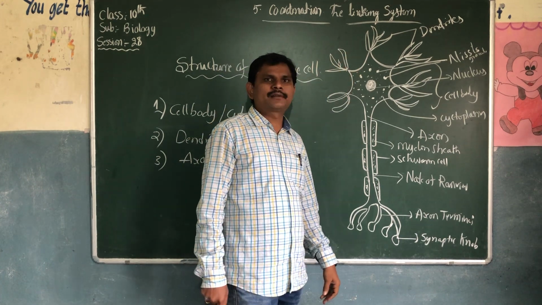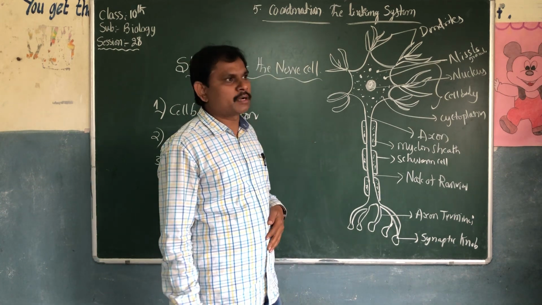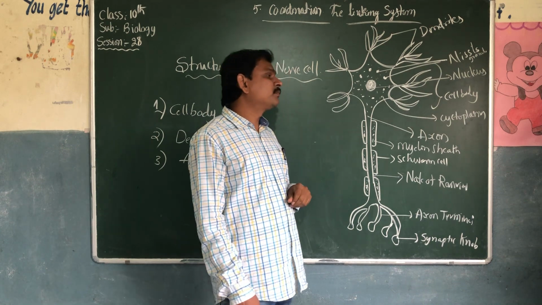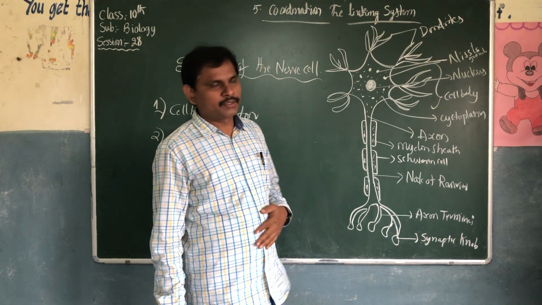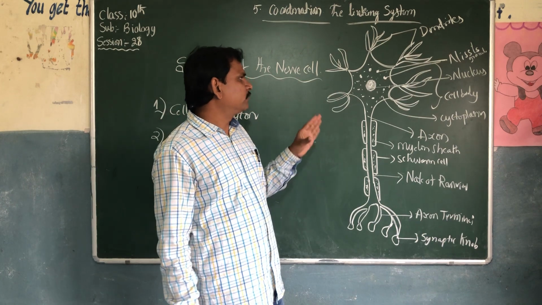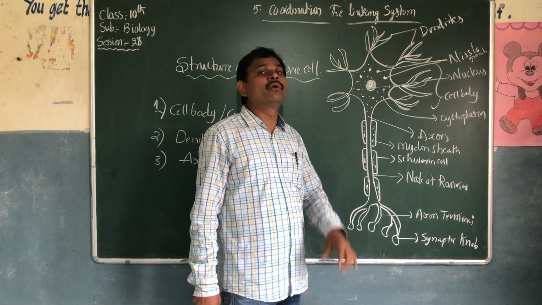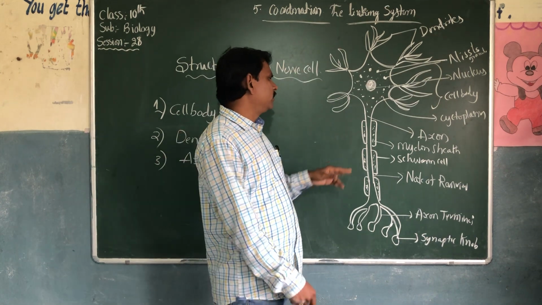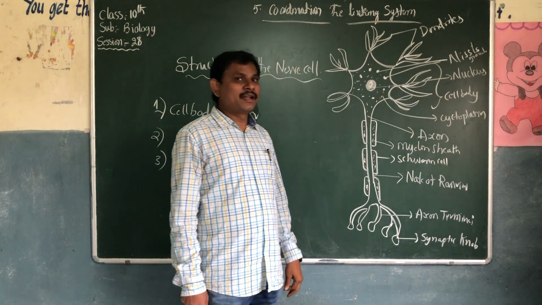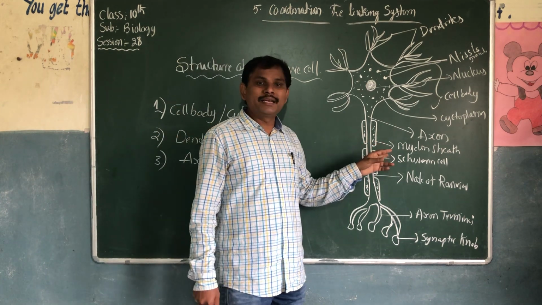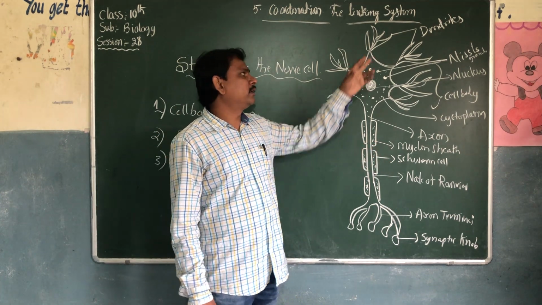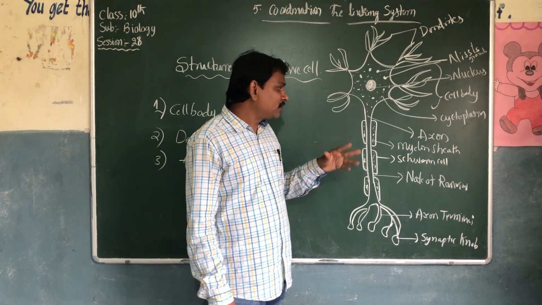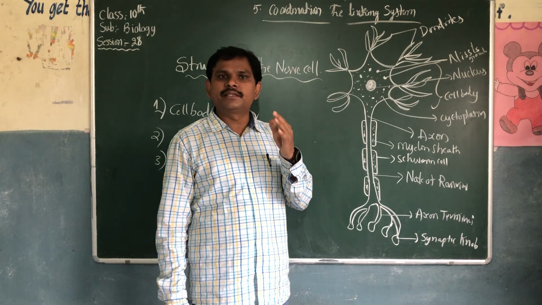Dendrites and axons look like the same structure, but how can we identify whether it is a dendrite or an axon? By looking at their size. If the size is small, we can identify it as a dendrite. If the size is very long, we can identify it as an axon. On the axons, a myelinated sheath is there. On dendrites, we cannot see the myelinated sheath. Some axons also do not have myelinated sheaths.